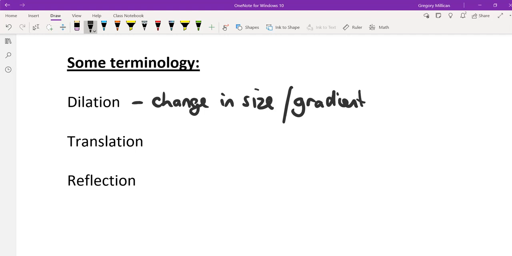Make sense? So which of our two variables that we've investigated so far affect dilation? A. Yep, so when we play around with A, we're changing the gradient. We're changing the size of the line, the slope of the line. Okay? So whenever we talk about dilation, most of the time we're going to be talking about how A changes it. We'll see if that holds for the other functions, but let's go with there. All right, what does the word translation mean? This is a new one.